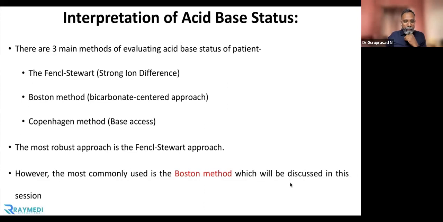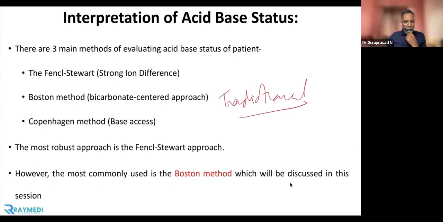So for acid-base status, there are 3 main methods of evaluating it. One is the strong ion difference method, that is the Fencl-Stewart method, which uses a few complicated calculations. But it is a very robust approach, and it is very simple actually, but it needs a few calculations in between. Then there is the Boston method, which is also called the traditional method, which most of us do. Most people practice it all over the world, and it is also called a bicarbonate centered approach.